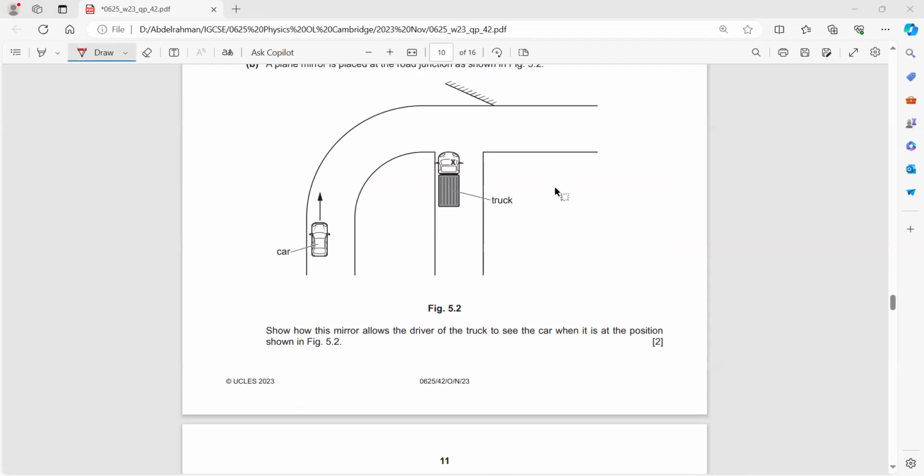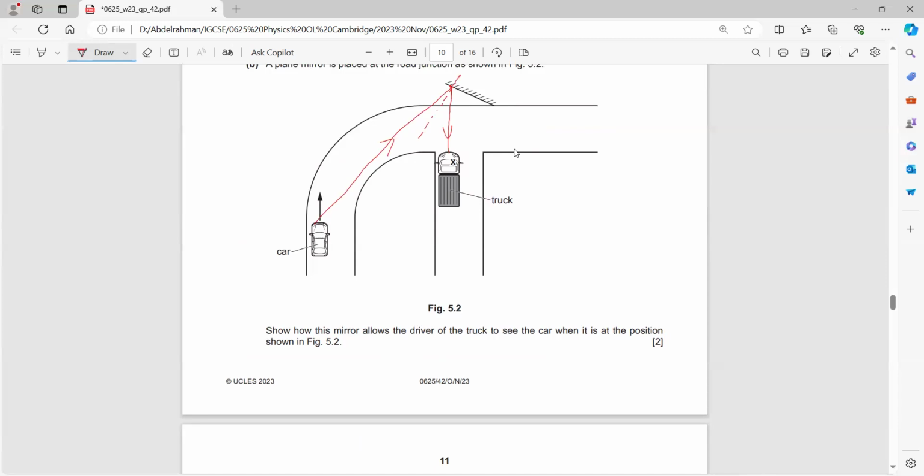For example, we can draw a straight line this way, and here we draw a normal line. So now the truck can see the car when it's at this position. It doesn't need to wait for the car until it reaches the end of the curve so that he can see him. He can see him while he is still at this position.